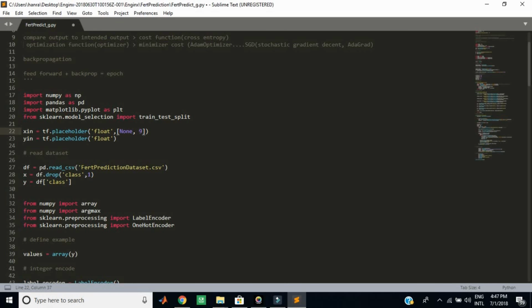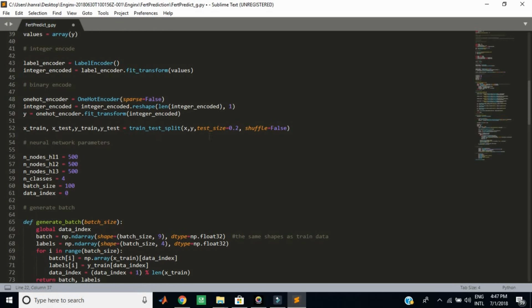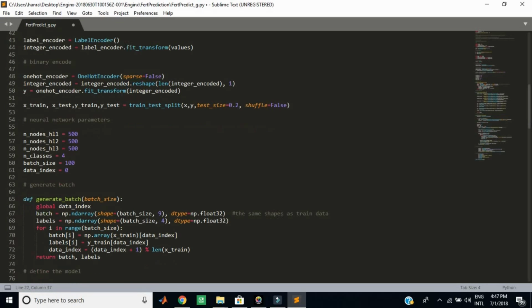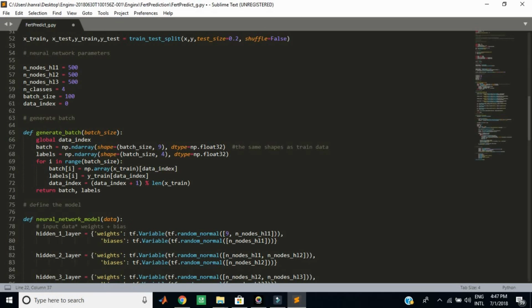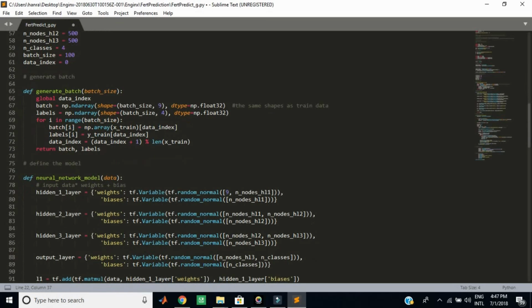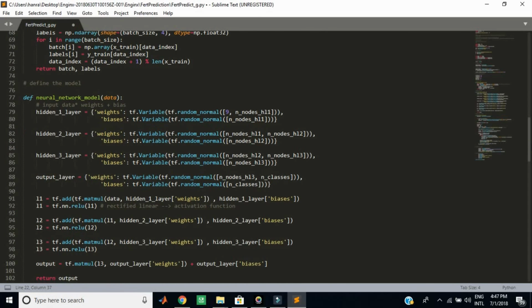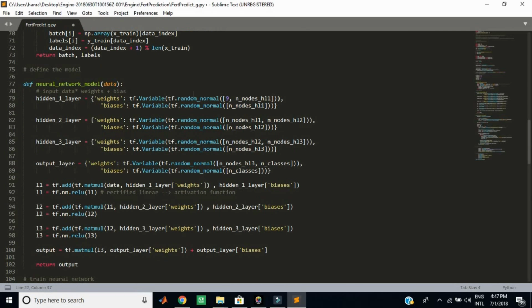Then we are going to read the dataset, which we had used in Weka, and then we are going to drop the class column and save it in X, which is our input. Those are the 9 feature sets, and the class column would be our Y, which is our output. Then we are going to set our neural network parameters. Here we have used 500 nodes in each hidden layer, and the number of classes is set to 4 as there are 4 types of fertilizers.